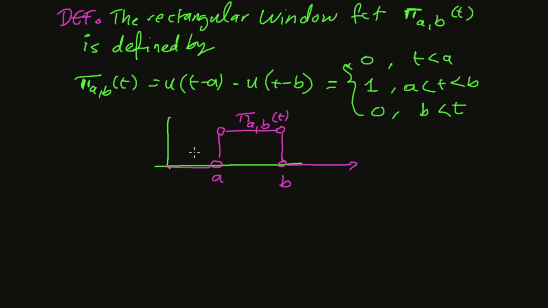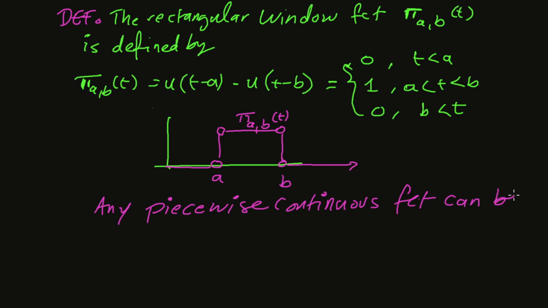We can do some other examples to show, if you have even a function f of t between a and b, then have the window effect of it, and we'll see that in the examples. So any piecewise continuous function can be expressed in terms of window and step functions. That's the main thing. In general, any piecewise continuous function can be expressed in terms of window and step functions.